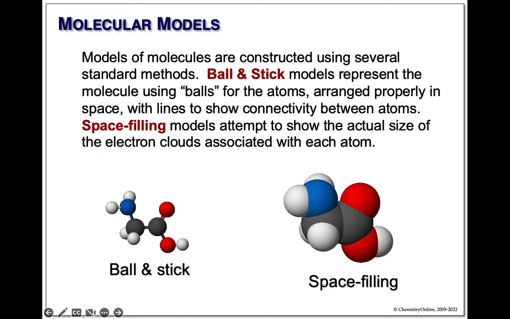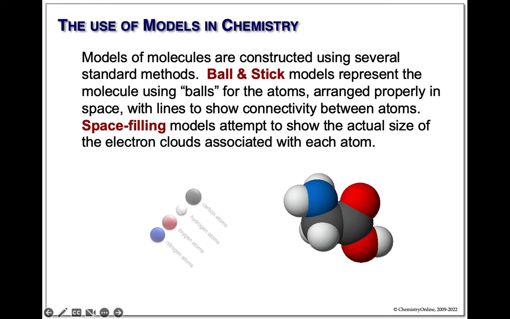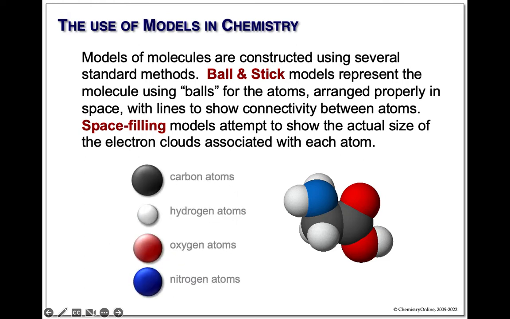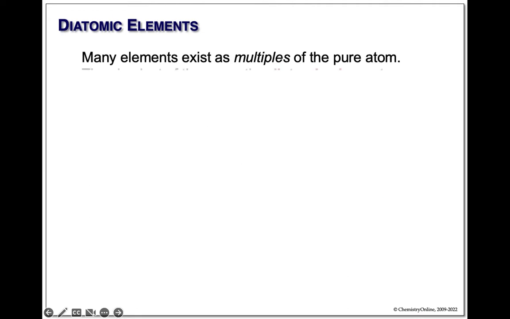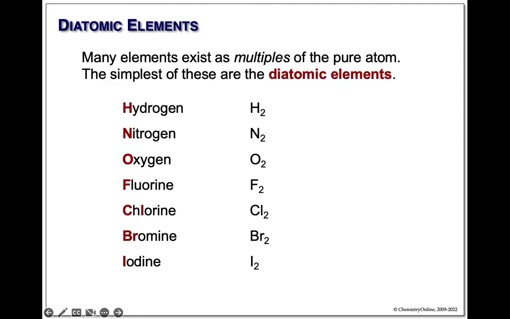The colors are kind of the standard sorts of colors. Carbon is gray, hydrogen is white, oxygen is red, nitrogen is blue, and here's our guy. For other elements, chemists tend to try to mimic what the element looks like. We'll do 2 things at once here.